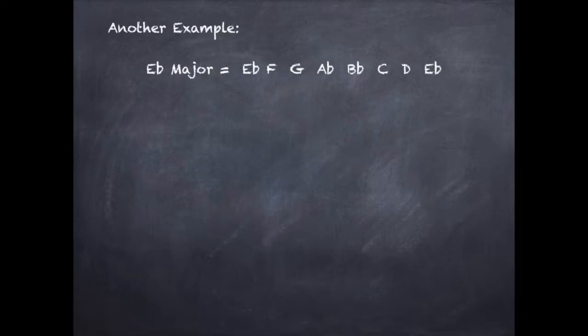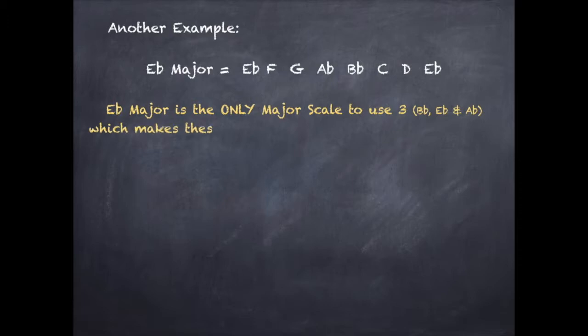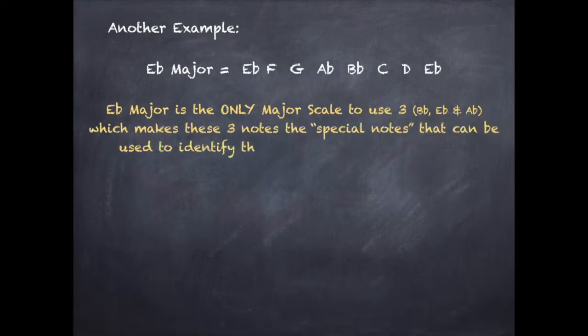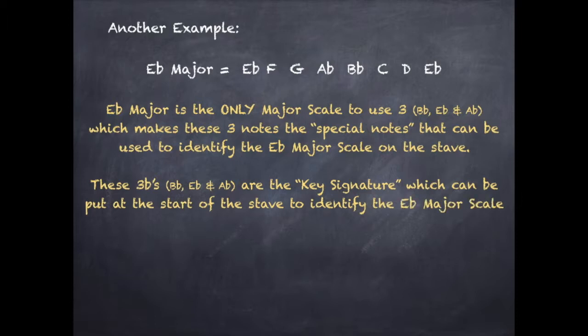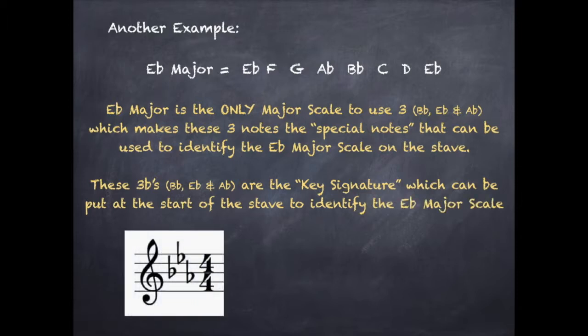Another example, E flat major. E flat major is the only major scale that uses three flats, B flat, E flat, and A flat, which makes these three notes the special notes that can be used to identify the E flat major scale on the stave. These three flats, B flat, E flat, and A flat, are the key signature, which can be put at the start of the stave to identify the E flat major scale.